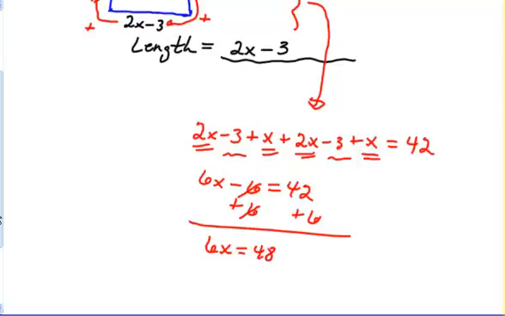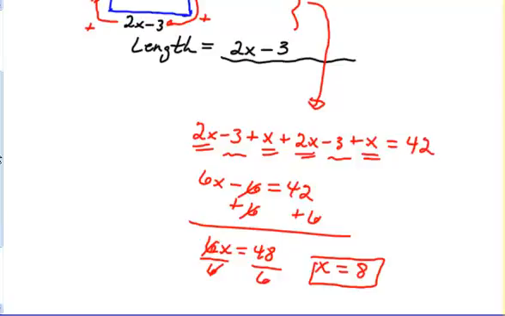We want X alone, so let's get rid of the 6. The 6 is attached to my multiply, so the opposite of multiply is divide. So we'll divide by 6. What you do to one side, you also do to the other. So X is equal to 8. And you can test it. Go plug it back in to see.